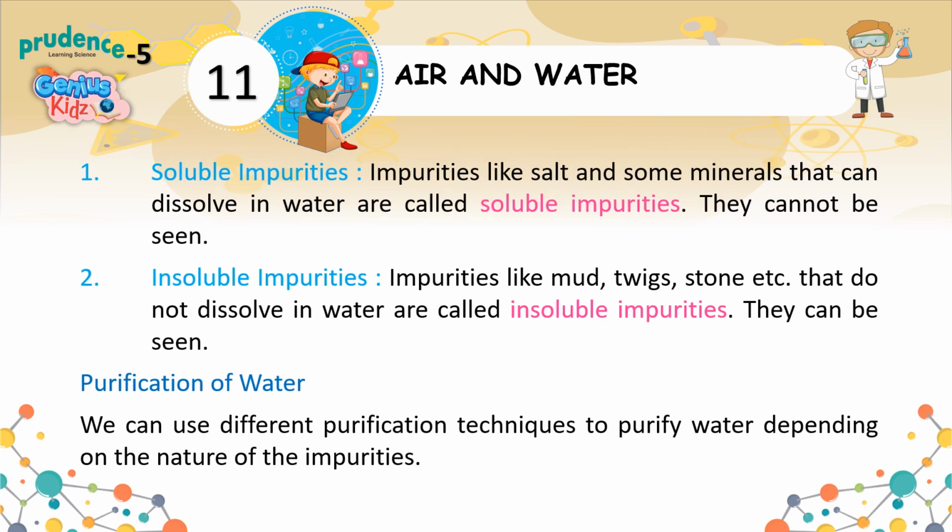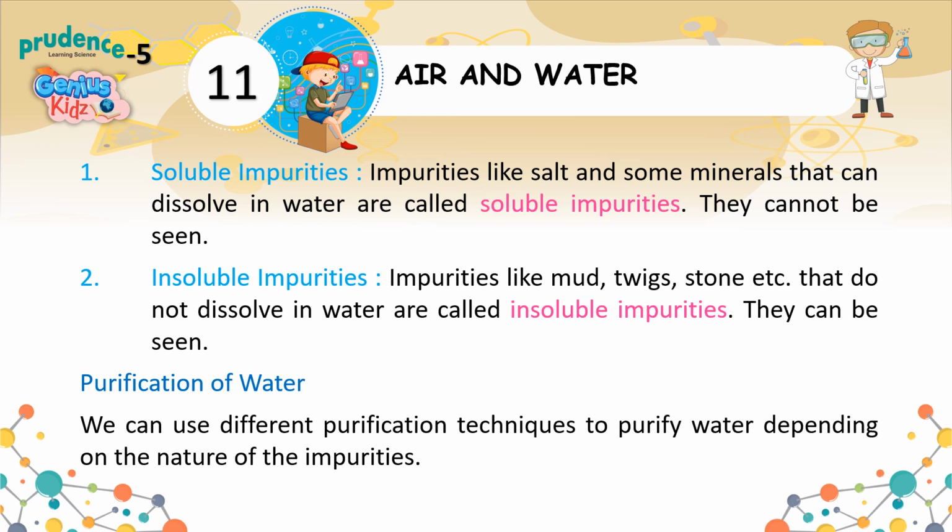1. Soluble impurities. Impurities like salt and some minerals that can dissolve in water are called soluble impurities. They cannot be seen. 2. Insoluble impurities. Impurities like mud, twigs, stone, etc. that do not dissolve in water are called insoluble impurities. They can be seen.